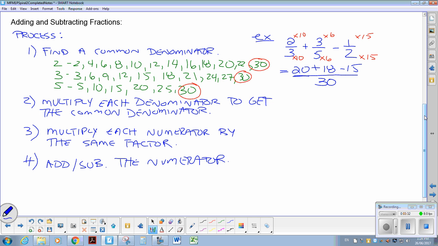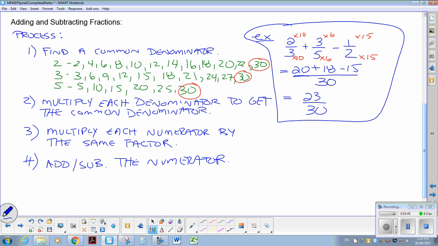All right, and again, this is review from last year, great. So what do we end up with? I think it's 23 over 30. So there's our example that goes along with our explanation. Okay, this component here, so this step here, if you can do this in your head quicker or use one of the charts we have on the back of the workbooks, by all means go ahead. I don't need to see that entire process. All right, so there's your adding and subtracting.